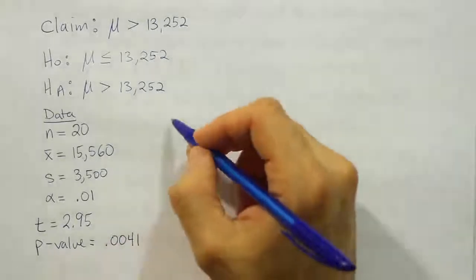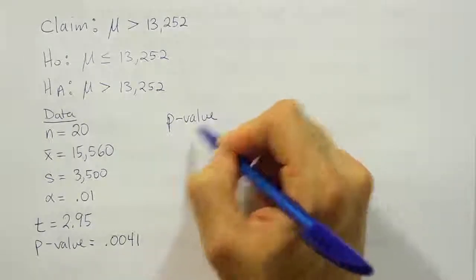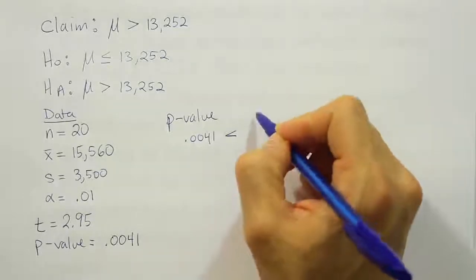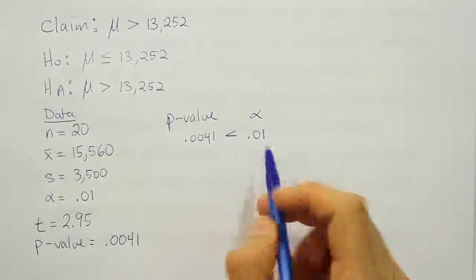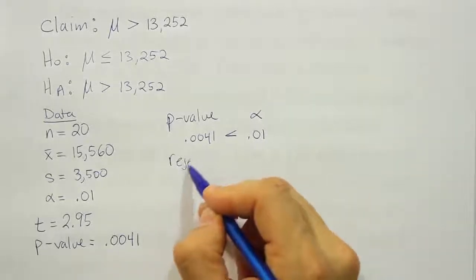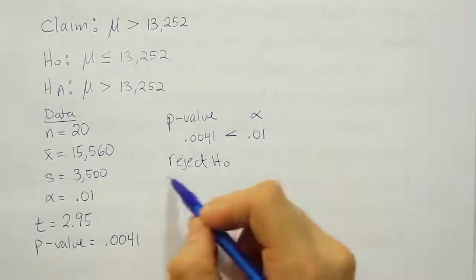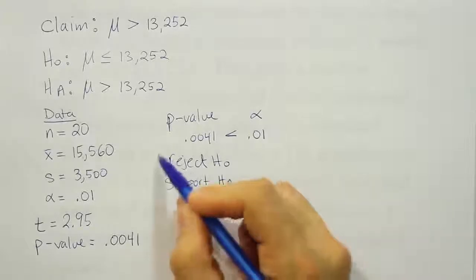because with this p-value, we can compare it against alpha and come up with our initial conclusion. So the p-value of 0.0041 is clearly less than the alpha value of 0.01. And remember, whenever p-value is small, we reject H0. So if the p-value is less than alpha, reject H0 and therefore support HA.